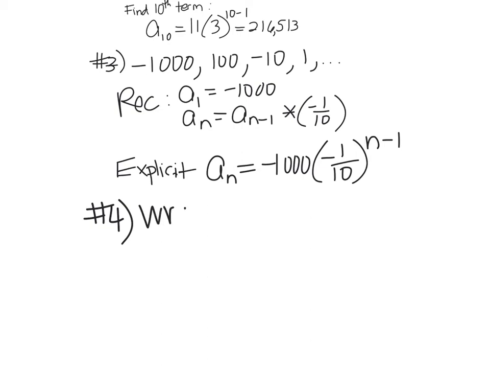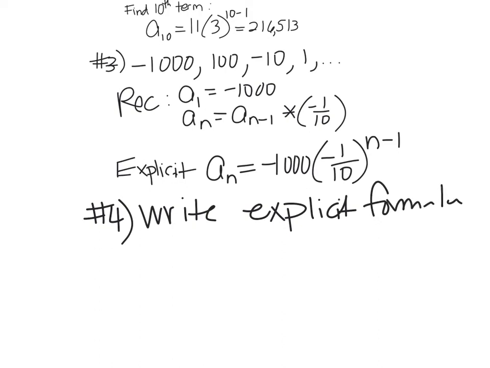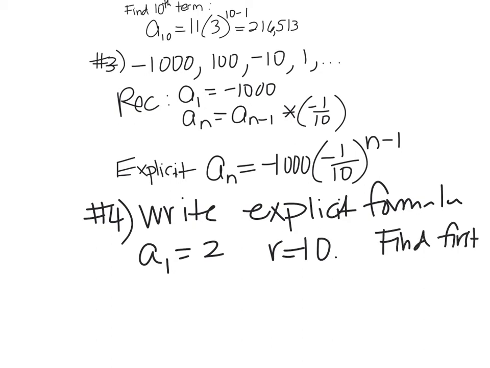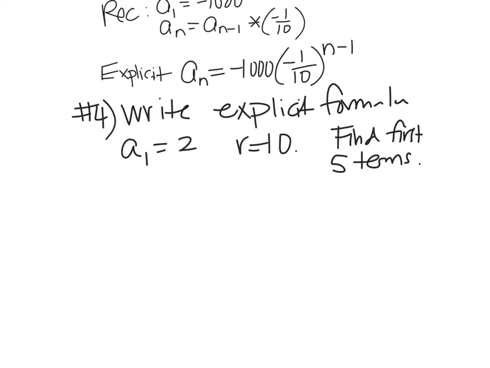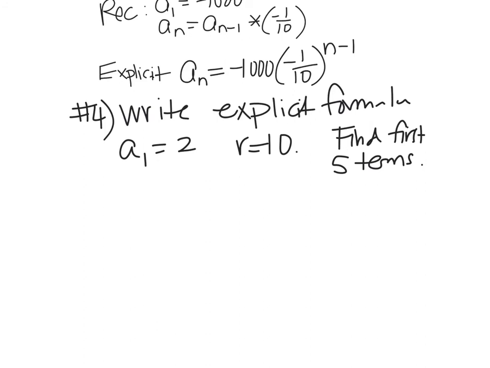We're going to write an explicit formula, given that the first term is 2 and r is 10, and then I want you to find the first 5 terms. Here we go. Write an explicit formula. You're given every piece of information you need for an explicit formula.